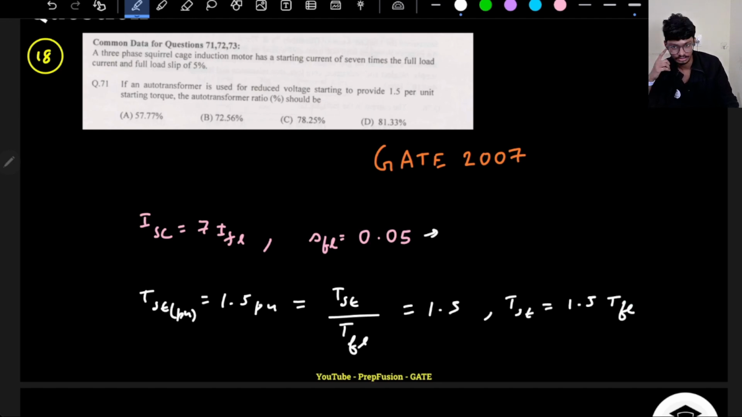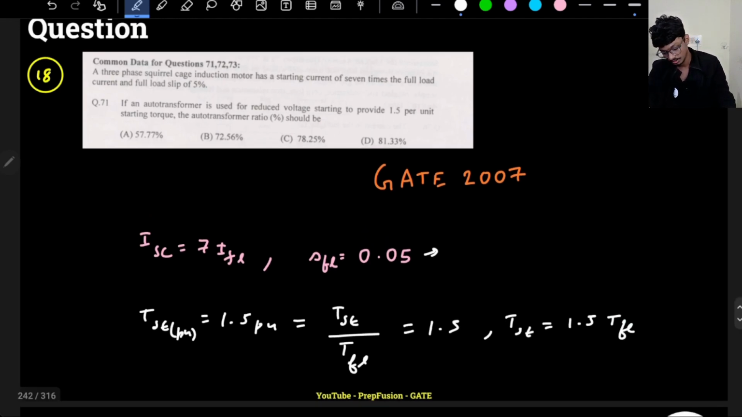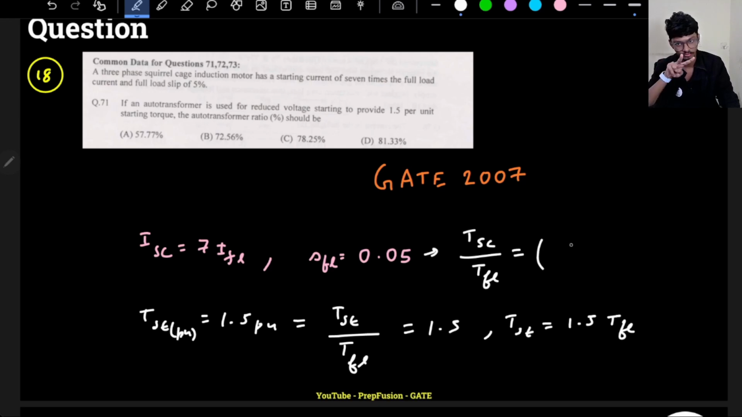In direct online starter, what is the ratio of the starting torque upon the full load torque? That is what I want to see, right? In the direct case, if you remember, it was the current whole square into the resistance, or you can directly write it down: 3 into 3 by omega s into I square into R2 divided by S, current whole square into resistance, right?